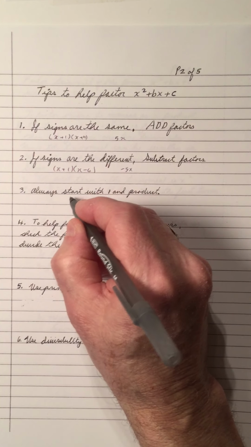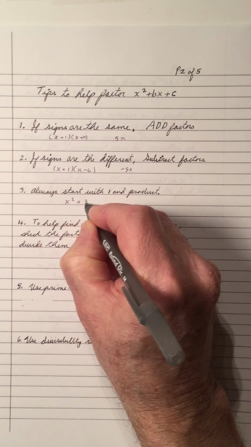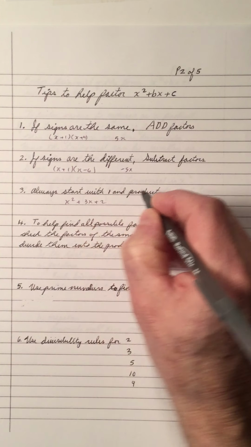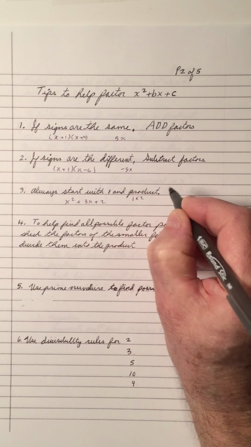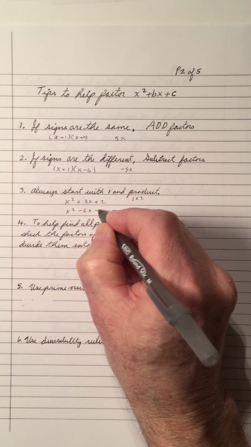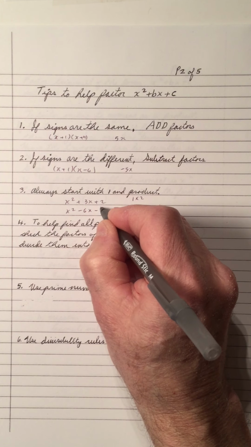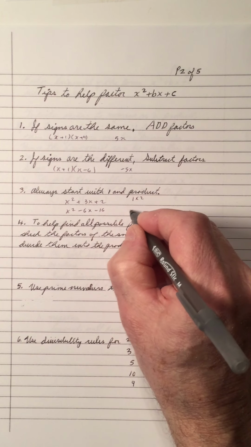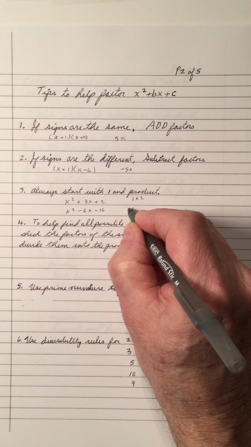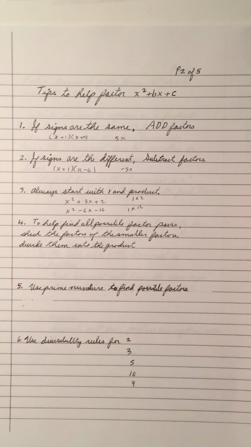Always start with a 1 product. So if the product at the end of your trinomial is 3x plus 2, you always start with 1 times 2. Or if you have minus 6x minus, let's say, 16, then you go with 1 times 16. And then you go with the other factors.